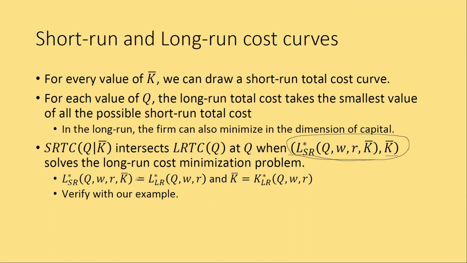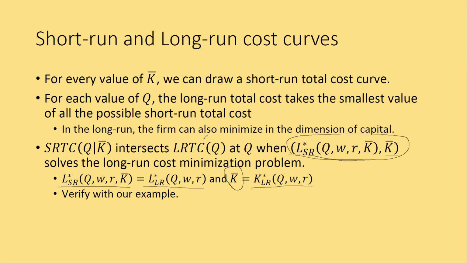And that is saying that our short run solution, the amount of labor that we are going to employ in the short run, happens to be the same as the amount of labor we are going to employ in the long run when we are allowed to adjust our capital. And also, the level of capital that is fixed in the short run happens to be the optimal amount of capital that the firm will choose in the long run. So at this point, the short-run total cost will be the same as the long-run total cost.